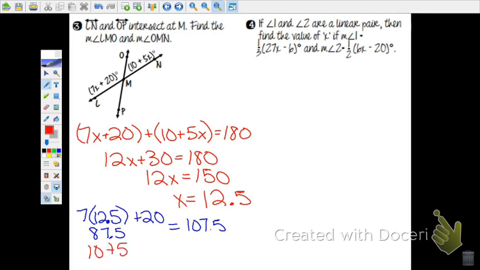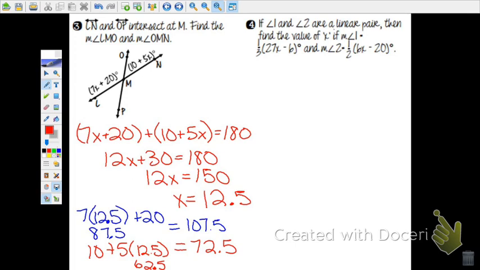10 plus 5 times 12 and a half. 5 times 12 and a half is 62 and a half, plus 10 is 72 and a half. And again, if I add those two together, it does equal 180. So I know I worked it correctly. Number 4, same kind of thing.